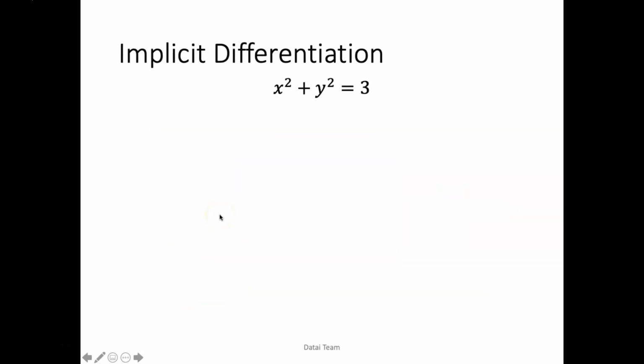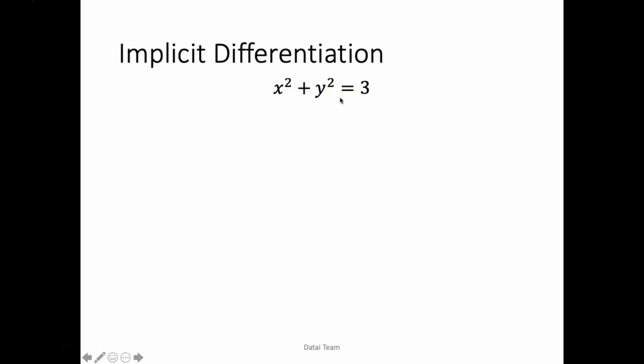Implicit differentiation is the way of differentiating more complex functions. For example, x squared plus y squared is equal to 3. This is not like the functions that we have seen so far. We had y is equal to something or f of x is equal to something. But here, y is on the same side as x and it is equal to a value. If we wanted to differentiate this function, we would need to use implicit differentiation.